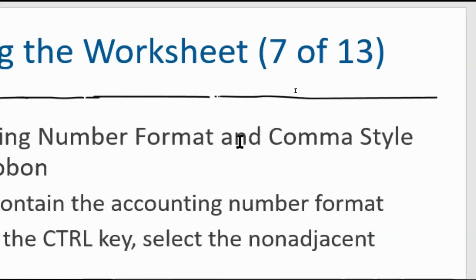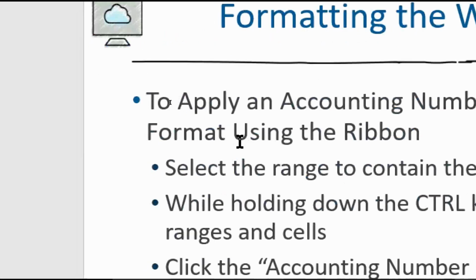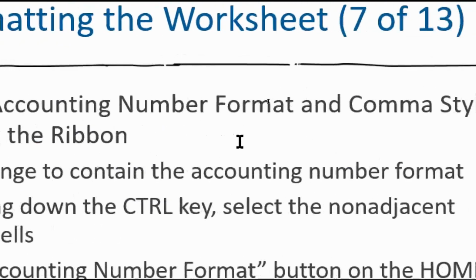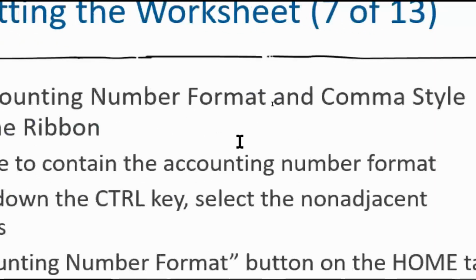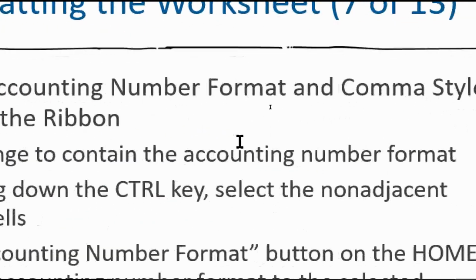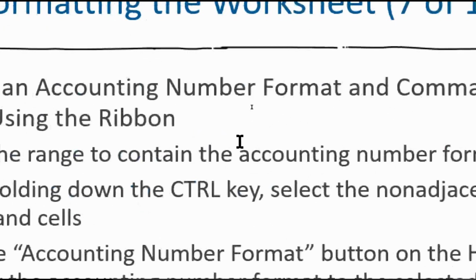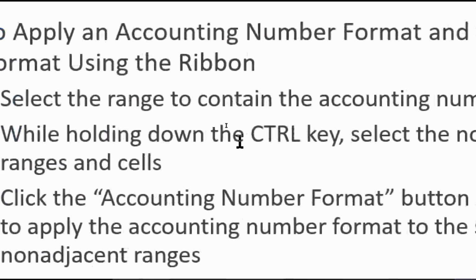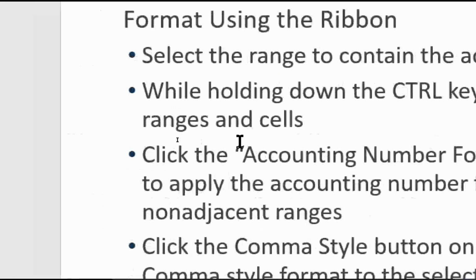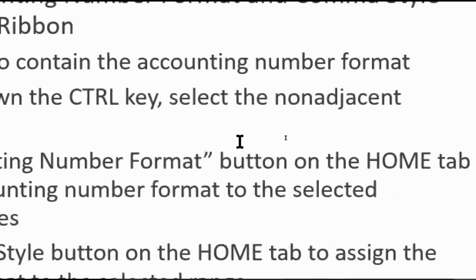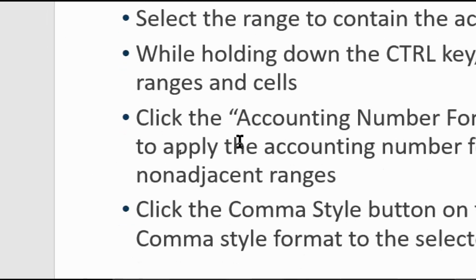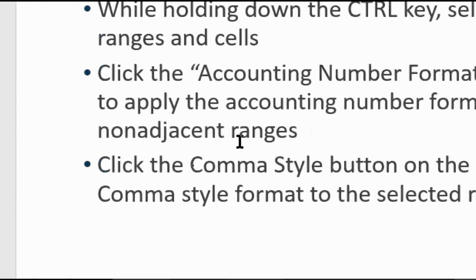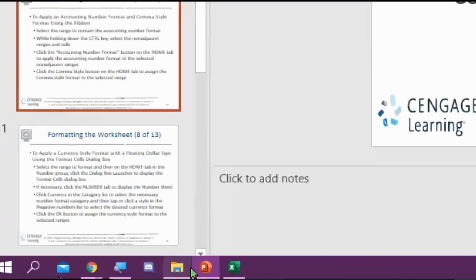To apply an accounting number format and comma style format using the ribbon, we want to select the range to contain the accounting number format. While holding down the Control key, select the non-adjacent ranges and cells. Click the Accounting Number Format button on the Home tab to apply the accounting number format to the selected non-adjacent ranges. And click the Comma Style button on the Home tab to assign the comma style format to the selected range.